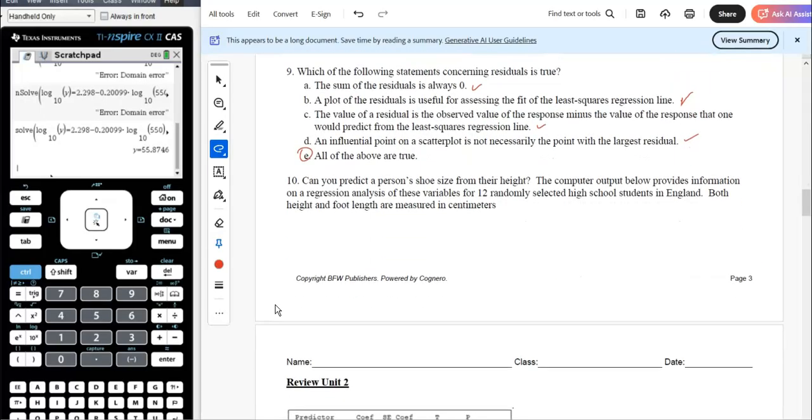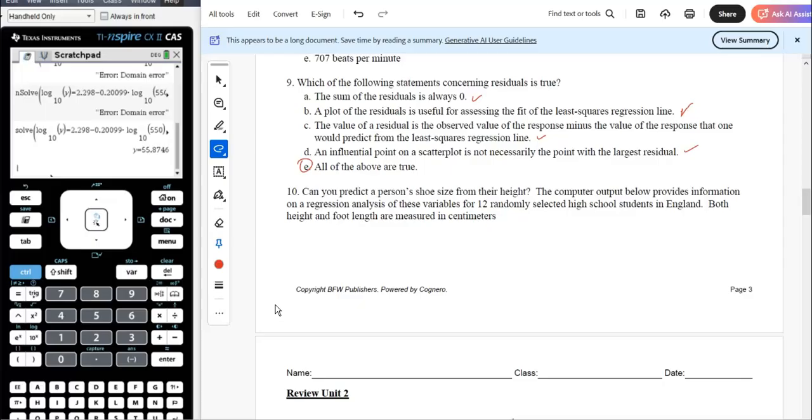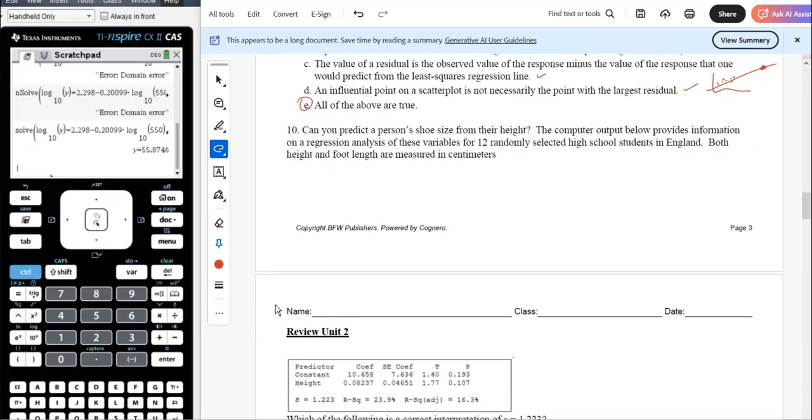Because that could be like, it just means you've got all these points, and there's a value way out here. It could be influential. It may not be. It might be in the line, so it doesn't have to have a large residual.